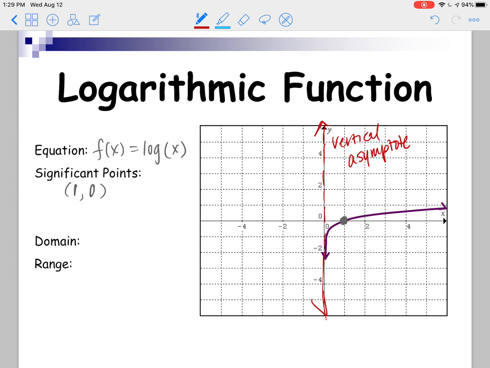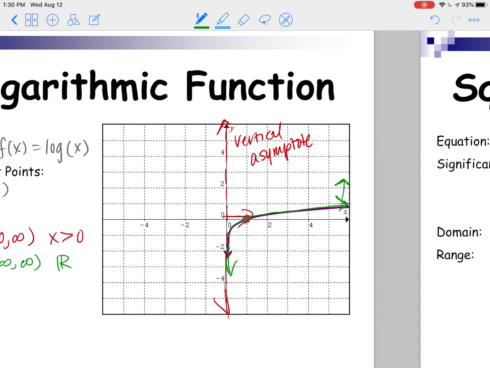And so our domain this time, not a bracket, is 0 to infinity, or x is strictly greater than 0, because we only stay to the right of the vertical asymptote. And then our range, it goes forever down, and even though it looks like it's not going to go up very high, it does go up just very slowly. So range would be all real numbers. Okay, so vertical asymptote, domain is to the right of the asymptote, so 0 to infinity, range all real numbers.